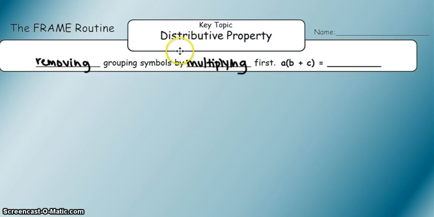Distribute means that you're handing out or giving it out evenly. So A means that we're going to give it to this B, and then we're also going to distribute it or give it to the C. So A times the quantity of B plus C equals A times B plus A times C. Alright, let's practice that out.